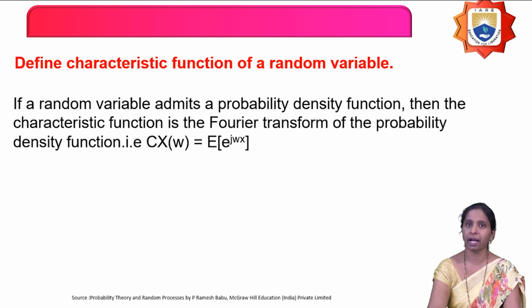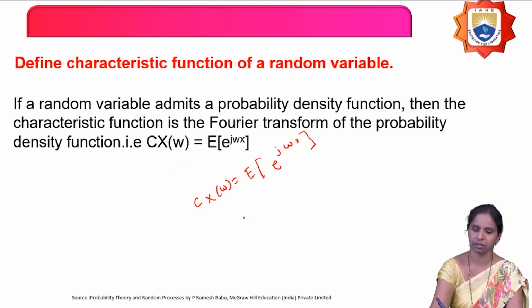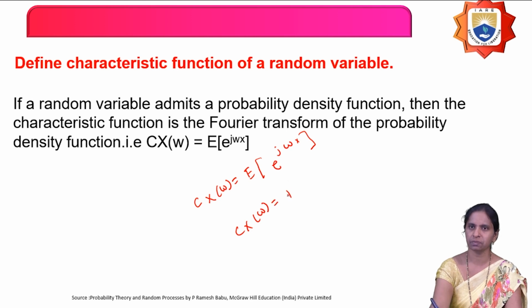Next, define the characteristic function of a random variable. What is the characteristic function of a random variable? The characteristic function of a random variable x is defined as the expectation of e power j omega x, or else it is also called the Fourier transform of the probability density function of that random variable x.